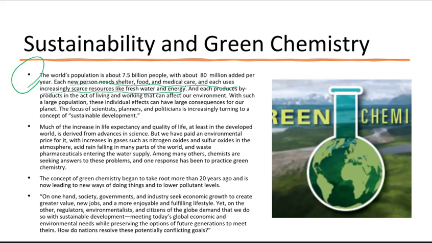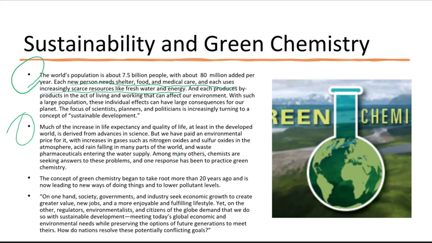The focus of scientists, planners, and politicians is increasingly turning into a concept of sustainable development. Much of the increase of life expectancy and quality of life, at least in the developed world, is derived from advances in science. But we have paid an environmental price for it, with increases in gases such as nitrogen oxides and sulfur oxides in the atmosphere, acid rain falling in many parts of the world, and waste pharmaceuticals entering the water supply. Among many others, chemists are seeking answers to these problems, and one response has been to practice green chemistry.